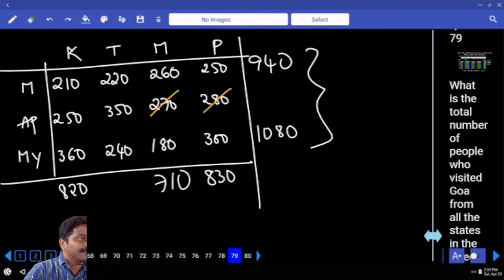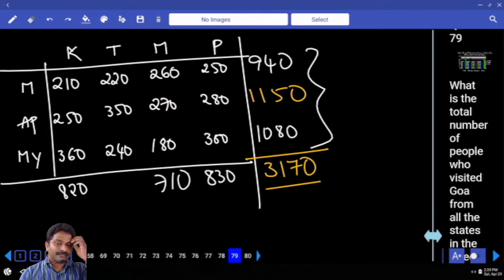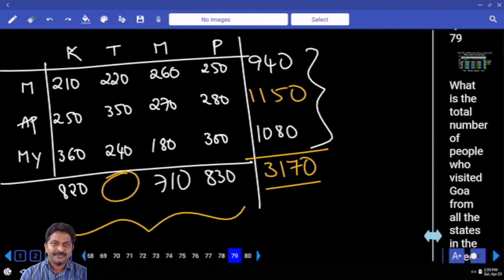270, 280. 550. 550, 350. 900, 250. 1150. Yes. 1000, 1100, 900. 2000 plus 1000, 3000, 40, 50, 90, 80, total 3170. Otherwise, we calculate Tamil Nadu and add these four numbers. Anything is fine.